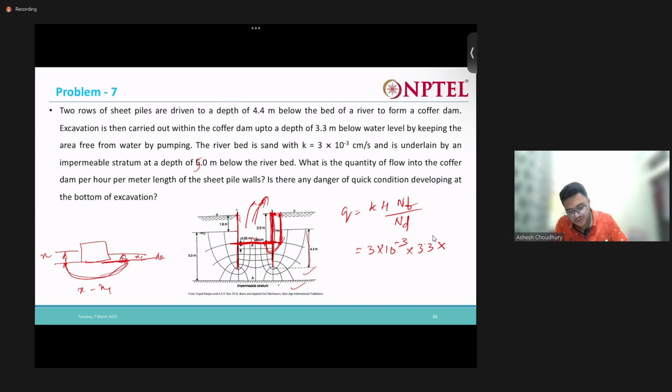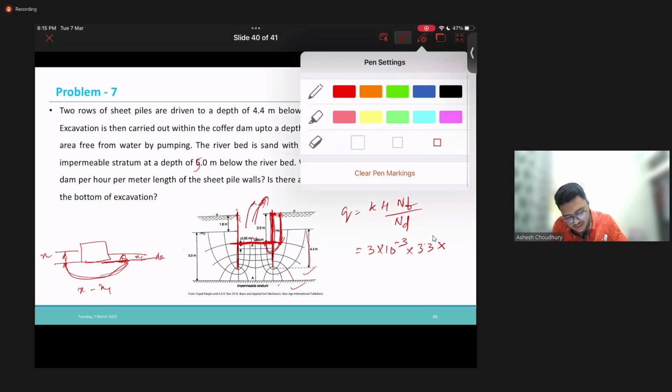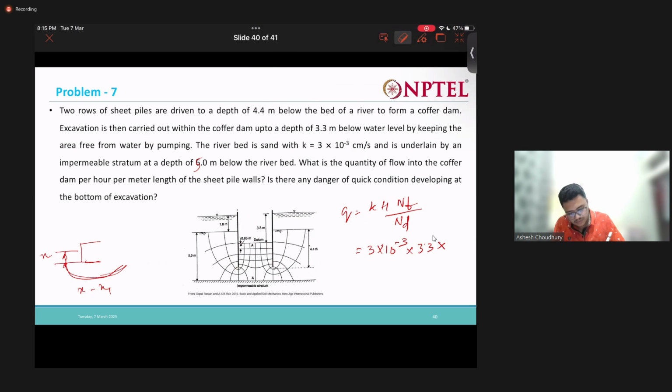Into NF. What is the NF? Please count the number of flow lines. I will erase it for a better view. This is the count of the number of flow channels. Yes, 6: 3 from this side, 3 from this side. So total 6. And the number of drops: total number of drops is 11.